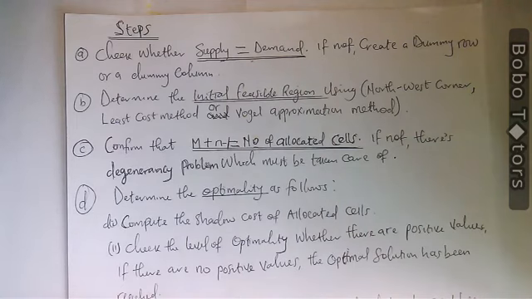The fourth is you determine the optimality as follows. The first is you compute the shadow cost of the allocated cells. Then two, you check the level of optimality, whether there are positive values. If there are no positive values, the optimal solution has been reached. If there are positive values, the optimal solution has not been reached. Hence, there is need to create a closed loop. So I shall proceed by solving an illustration which will enable us to better understand the transportation problem.